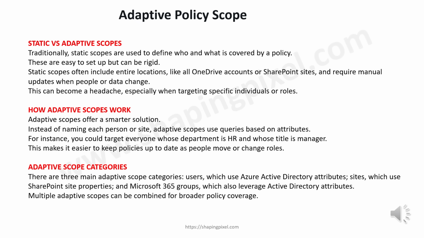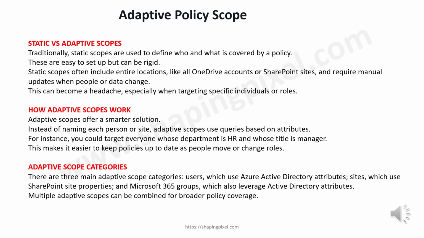Traditionally, static scopes are used to define who and what is covered by a policy. These are easy to set up, but can be rigid. Static scopes often include entire locations, like all OneDrive accounts or SharePoint sites, and require manual updates when people or data change. This can become a headache, especially when targeting specific individuals or roles.